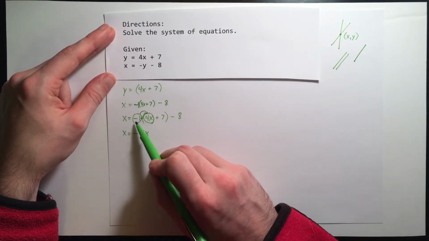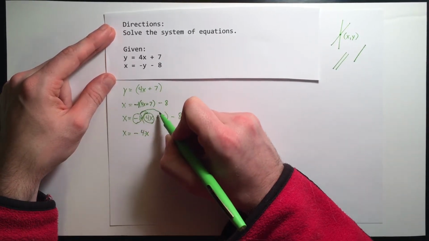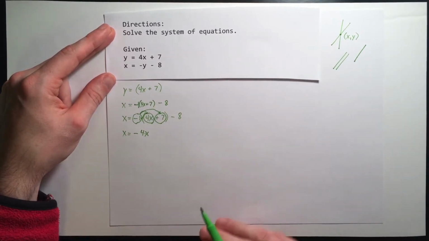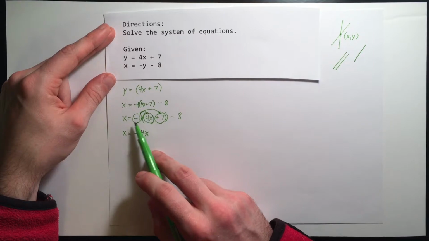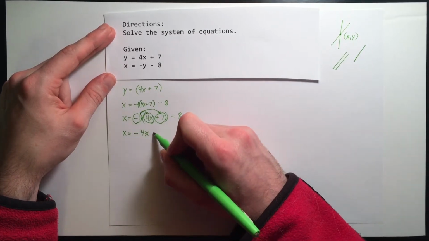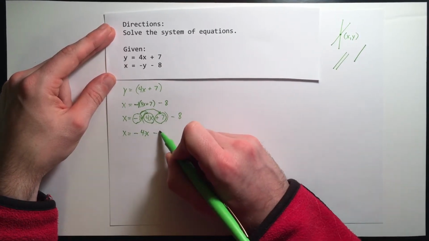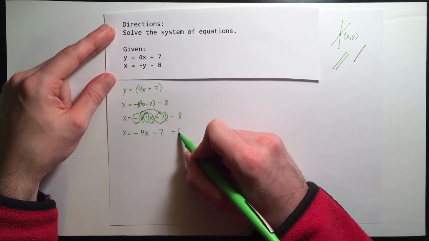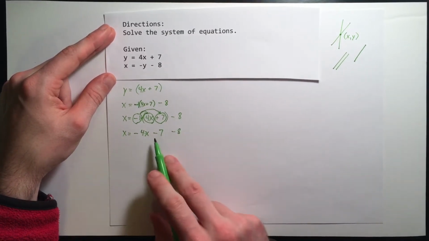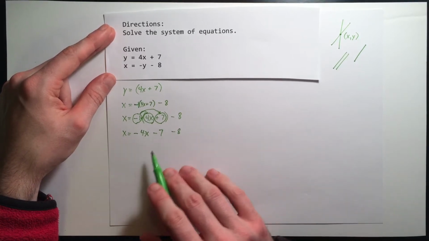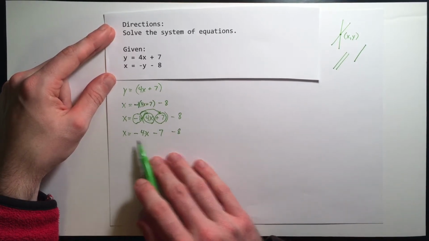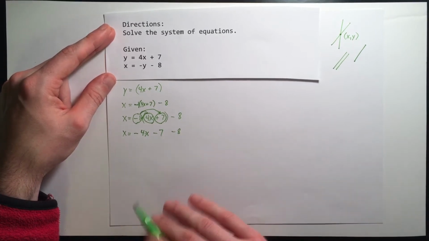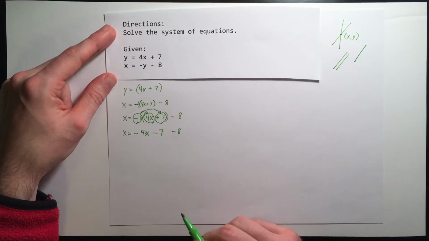Same thing here, -1 times positive 7. The sign goes with the term to its right. And a negative times a positive makes a negative. And a 1 times a 7 makes a 7. Okay, now don't forget your -8. So we don't need the parentheses anymore. We've distributed. And now we have a little bit better problem, but we still have x's in more than one place and some numbers in more than one place. So we're going to simplify.